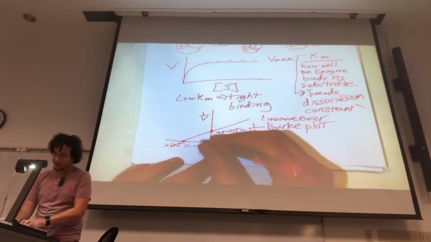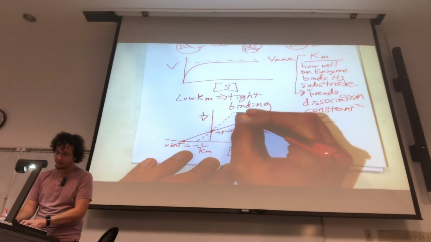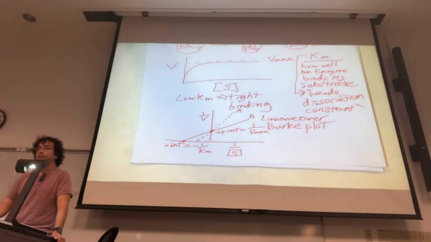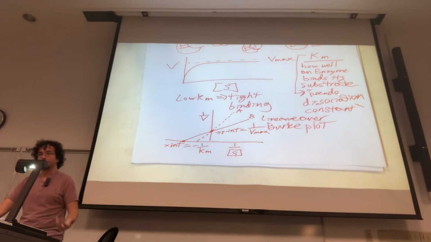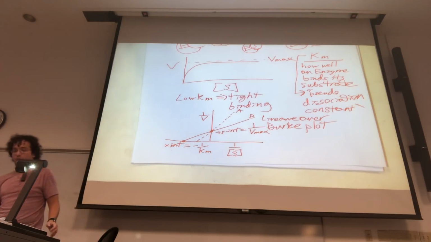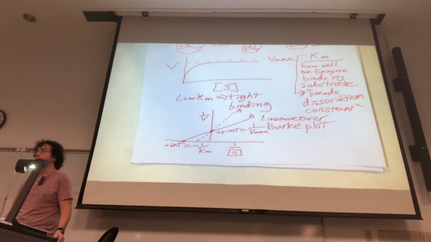If you have multiple lines on a Lineweaver-Burk graph, I'll label this one A and this one B, you should be able to tell me which one is the more efficient enzyme. Is it enzyme A or enzyme B? B. And the shortcut for that is whichever line is flattest is going to be your more efficient enzyme. So look at B, it's a little bit closer to being even with the horizon there. B is going to be your more efficient enzyme.